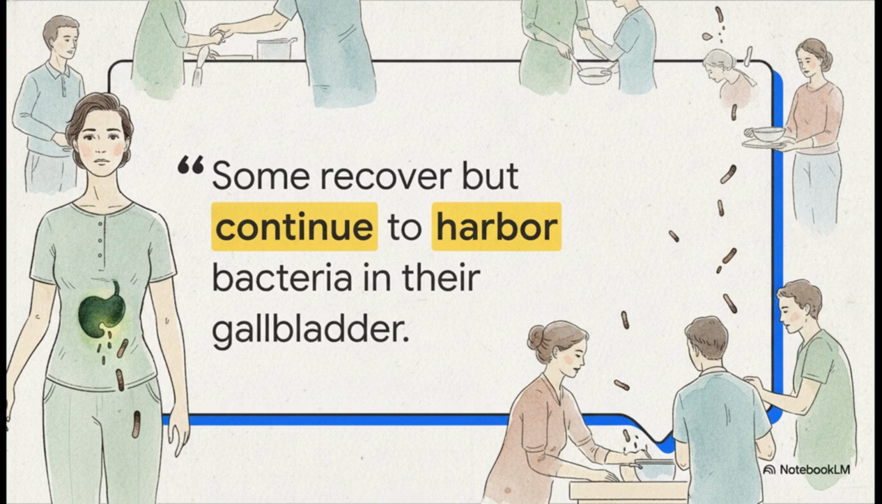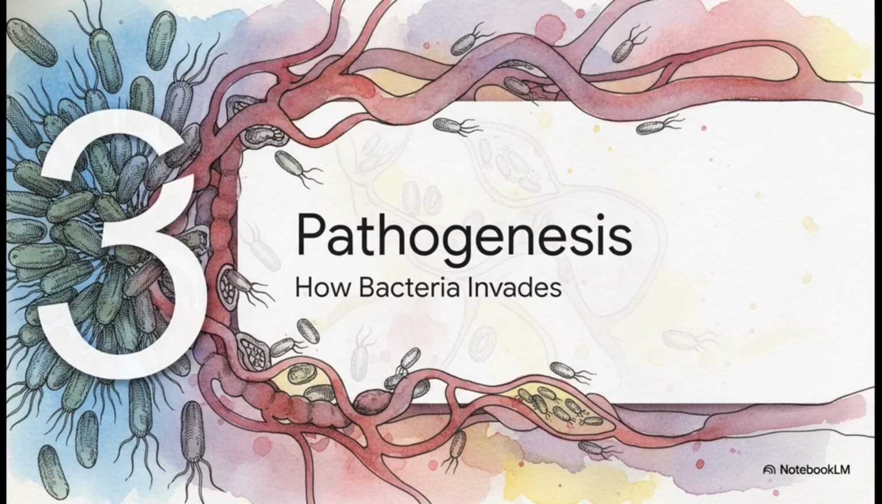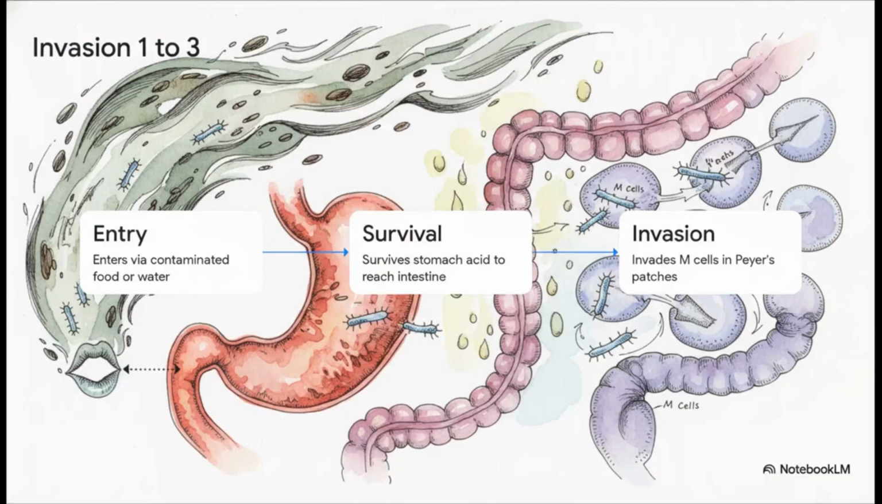3. Pathogenesis, how the bacteria invades. Let's look at the exact 6 steps of how the bacteria invades. Let's track this biological break-in step by step. Entry. Entry through the mouth via contaminated food or water. Survival. Our stomach acid is literally designed to kill bacteria, but Salmonella typhi is incredibly resilient. Some of them survive and push right through into the small intestine.